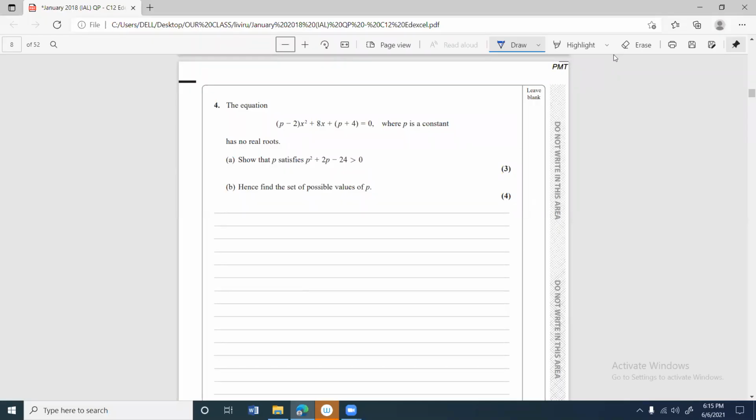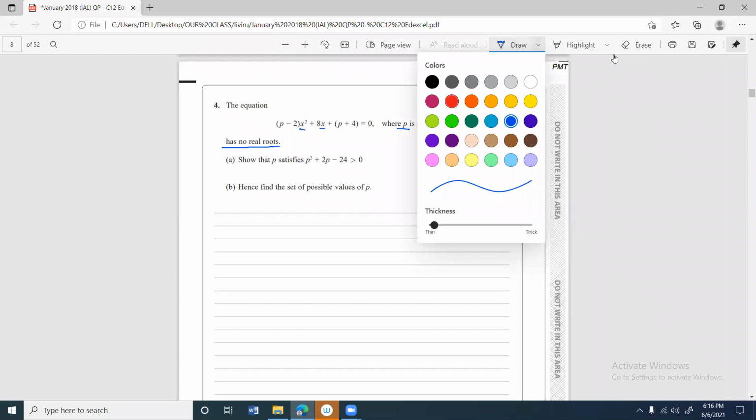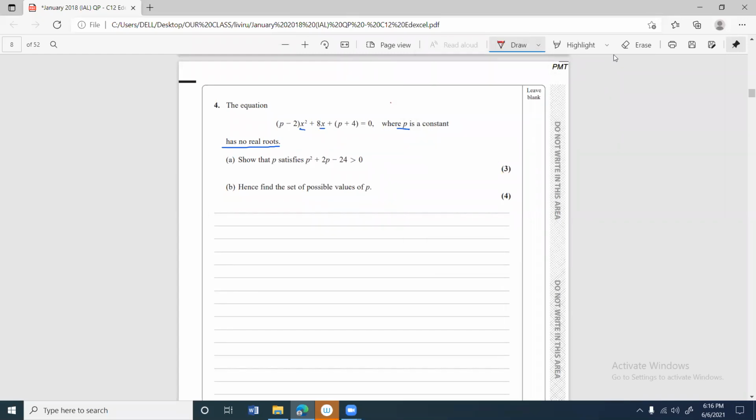Right. The equation (p minus 2)x squared plus 8x plus (p plus 4). Now you can understand that it's a kind of quadratic equation. Don't worry about this variable p. These are just constants. Where p is a constant means all these terms are constants. It has no real roots. So when you hear this fact, we need to understand they're talking about the test of discriminant. The value is b squared minus 4ac in a quadratic equation, ax squared plus bx plus c equals 0. Over here, a is the number in front of x squared, b the number in front of x, and c the constant term.